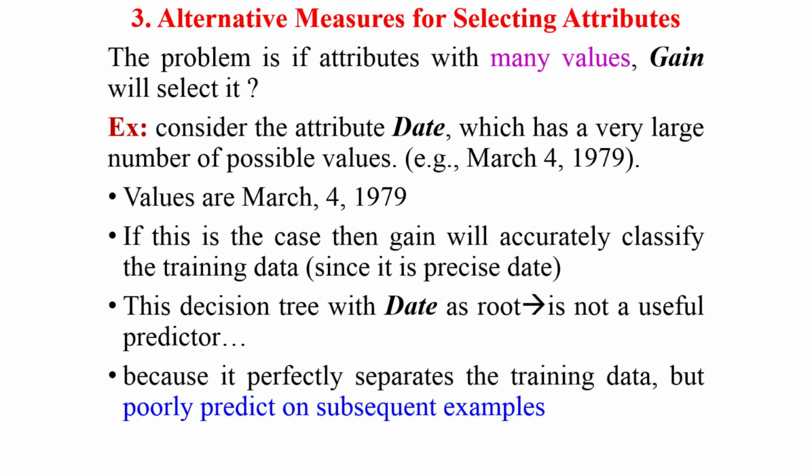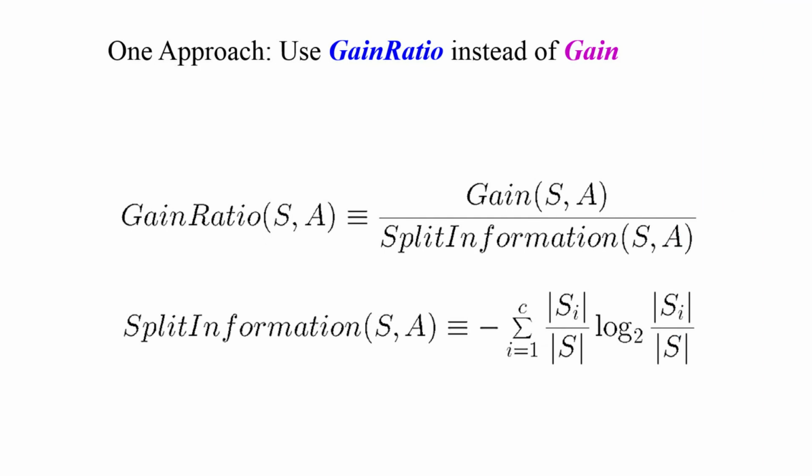Alternative measures for selecting the attributes. The problem is, if attributes have many values, gain will select which one of them? Example, consider the attribute date, which has a very large number of possible values. For example, March 4, 1979. In this case, the values are March is one, 4 is another, and 1979 is one more. If this is the case, then gain will accurately classify the training data because it is very precise data. Suppose that the decision tree has made date as the root. We see that it is not a useful predictor because it perfectly separates the training data, but it poorly predicts the subsequent examples. One approach is to use the gain ratio instead of gain, that is information gain.